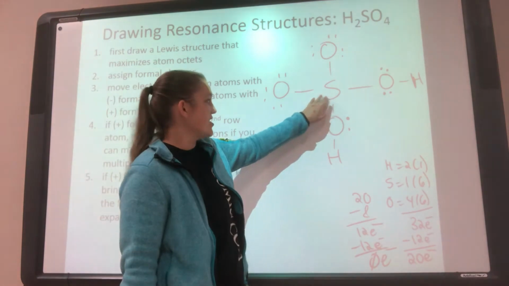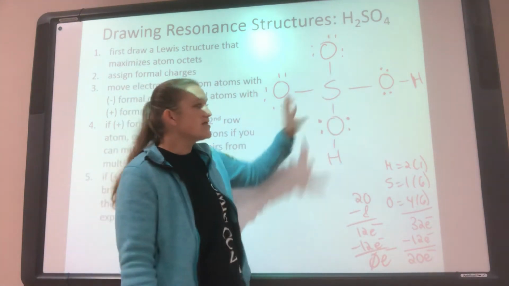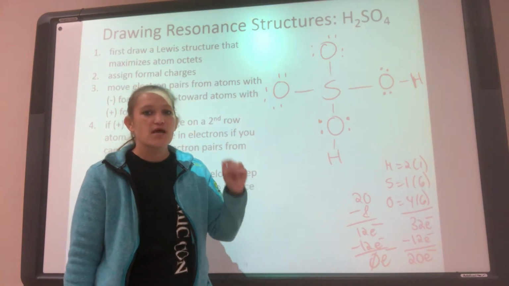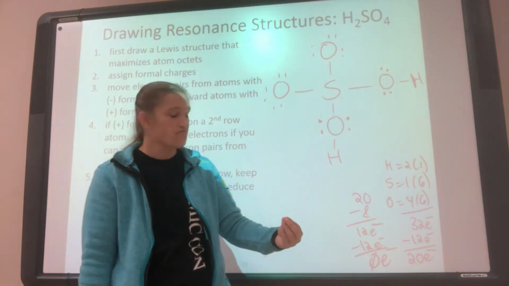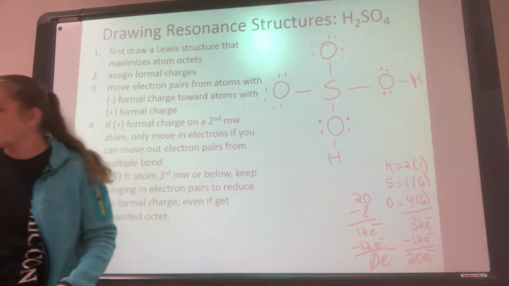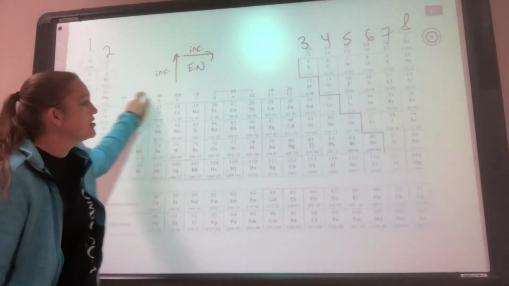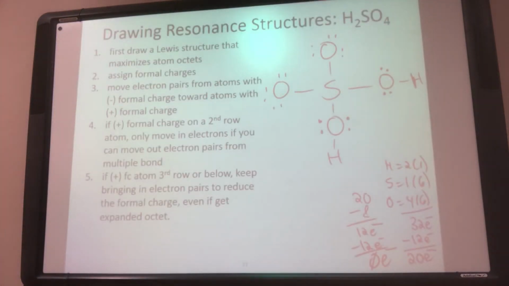Is sulfur happy? He's got 2, 4, 6, 8. He's happy. So this technically is a viable structure. But our question is, can sulfur expand? Can he be happier? Can he be more stable? So let's look, can sulfur expand? Sulfur is here, he's in row 3. Okay, so that means he's able to expand. So S can expand.